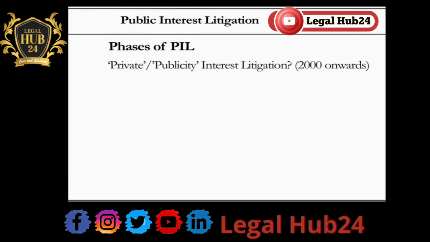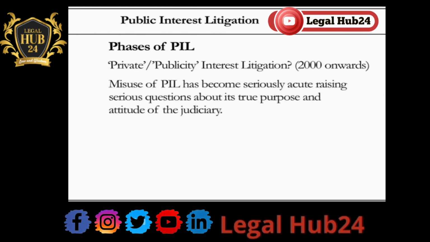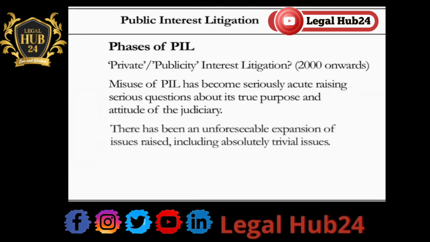In the third phase, which began at the turn of the century, misuse of PIL has become seriously acute, raising serious questions about its true purpose and the attitude of the judiciary. There has been an unforeseeable expansion of issues raised, including absolutely trivial issues, such as calling back the Indian cricket team from Australia and preventing an alleged marriage of an actress with trees for astrological reasons.